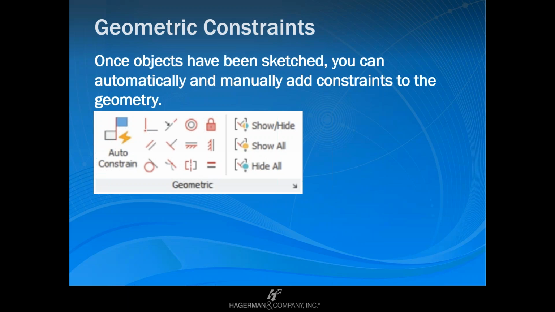Once you have objects that have been sketched, you can automatically and manually add constraints to the geometry. You can look at it two different ways. You can create your sketches with what we call inferred constraints, so as you're creating objects, the constraints where it sees fit come in automatically. Or you can sketch just like you've done all along, and then put your constraints in after the fact.